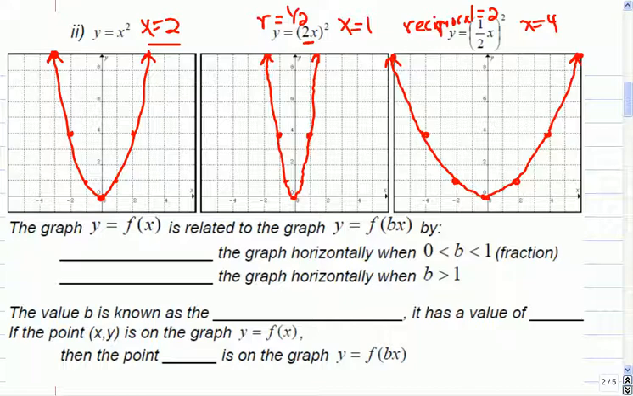So if we're dealing with a fraction, that's actually going to expand our graph. It's going to make it bigger this time. And if we have a number that's, say, a whole number or something bigger than 1, then we're going to end up shrinking our graph or compressing it like we did in this one. So this one has now become a compression.